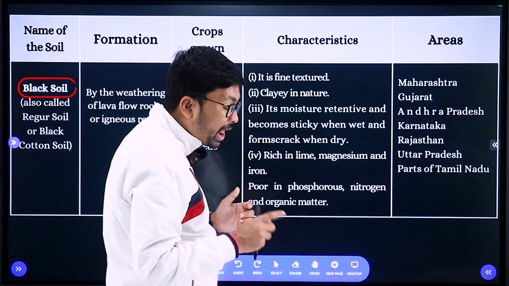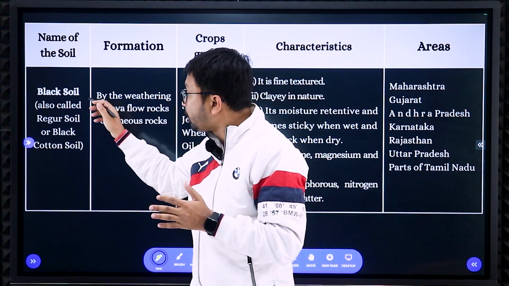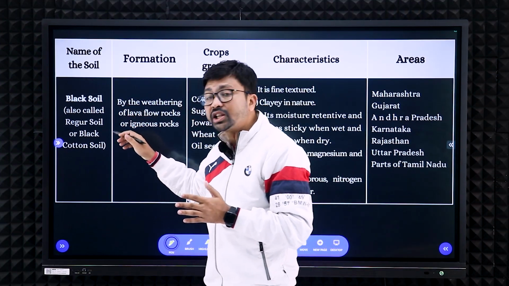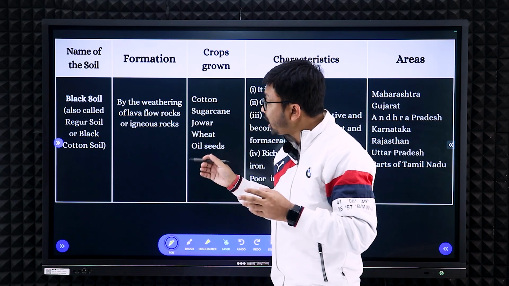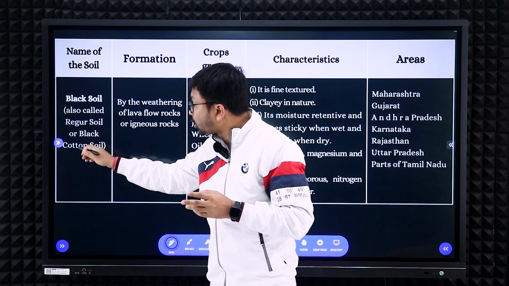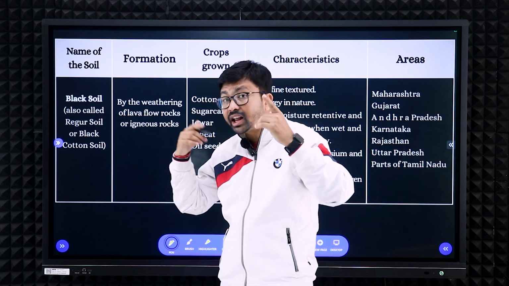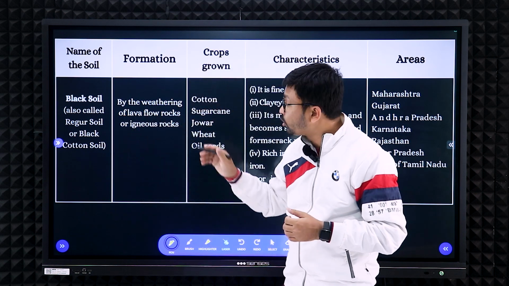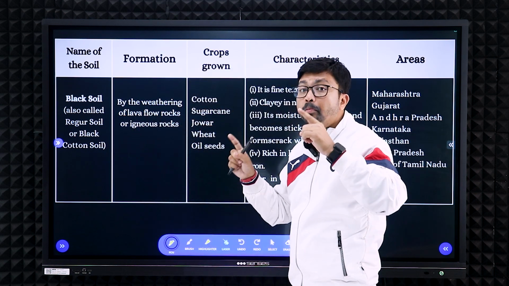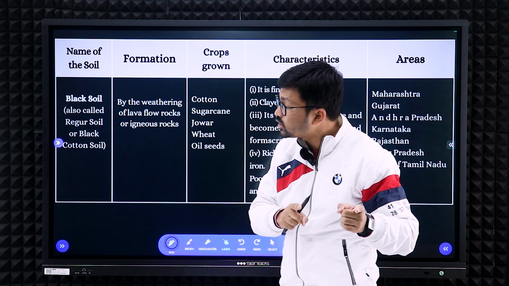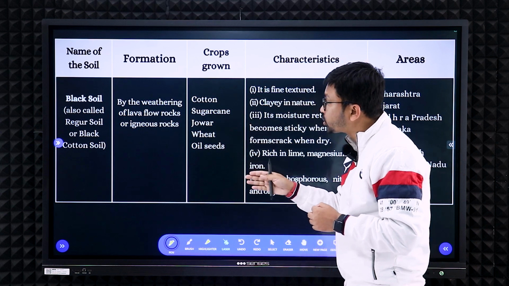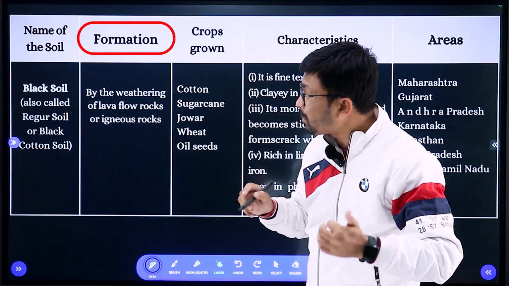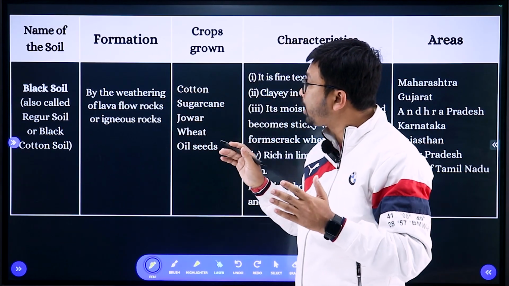Next, here you can see the black soil. We already discussed black soil. It is very popular for the cultivation of cotton. So that's why it is also called black cotton soil. Another name of the black soil is regur. Again, alluvial soil is known as riverine soil, and this soil is known as regur soil. Next, formation. Formation is very, very important for black soil. Those terms you need to remember.